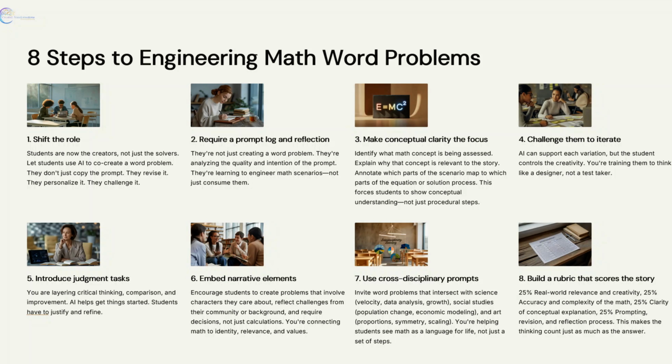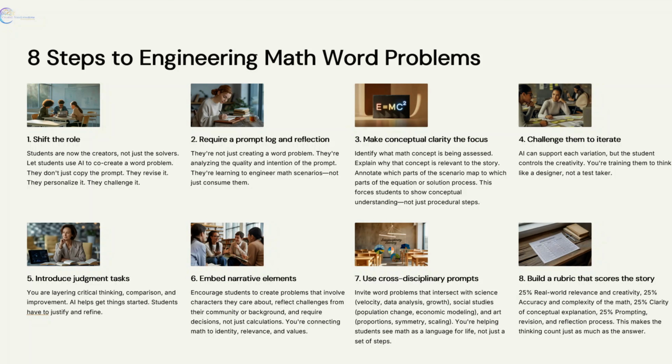Number four, challenge them to iterate. After solving the problem, ask them, how could you increase the difficulty? What happens if the numbers change? Can you write a second version of the story that requires a different strategy or math concept? AI can support each variation, but the student controls the creativity. You're training them to think like a designer and not a test taker.